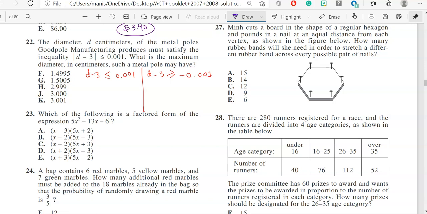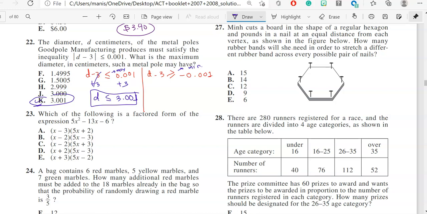So this is the condition for maximum. I write over here max, and this is the condition for minimum. Since we have to find the maximum, I will not even worry about this. I will take care of this one. We'll add 3 to both the sides. This will be cancelled out, and I will be left with 3.001. Do you see any answer choice which looks like this? Yes. Option choice K is the correct answer for this problem.